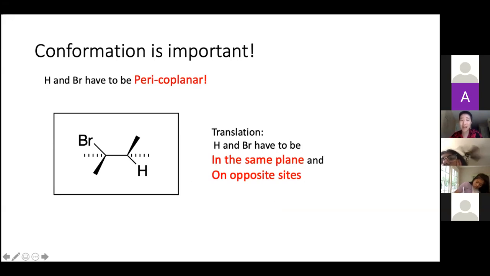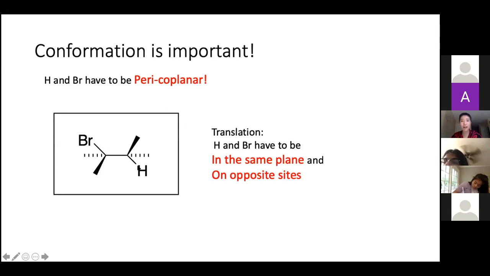Well, it means that they have to be in the same plane, hence the coplanar. Here I drew a plane, and the H is in the plane of your computer, and Br is also in the plane of your computer, and the other alkyl groups are coming in and out. They have to be in the same plane, but they also have to be on opposite sides. In order for this reaction to happen, your H and Br have to be on different sides of the alpha and beta carbons.